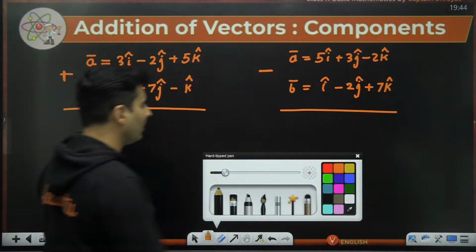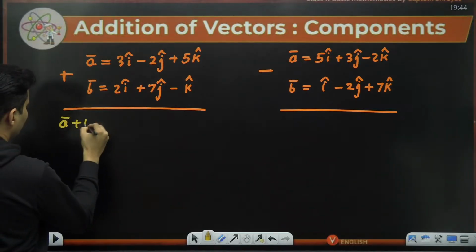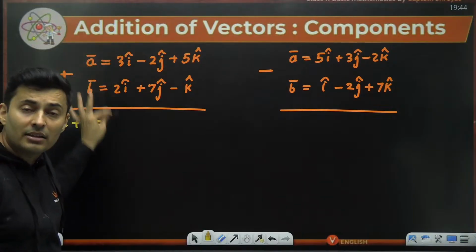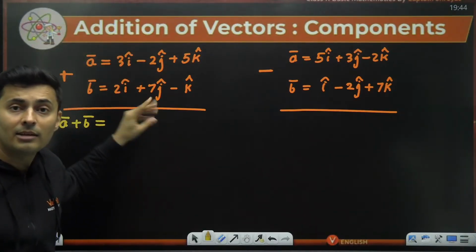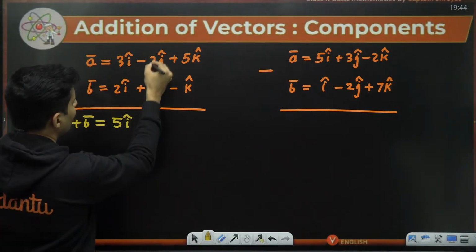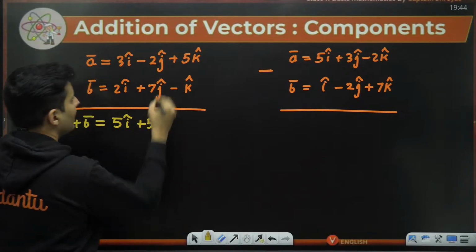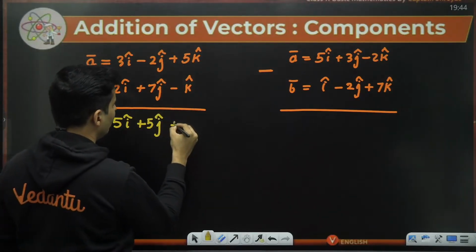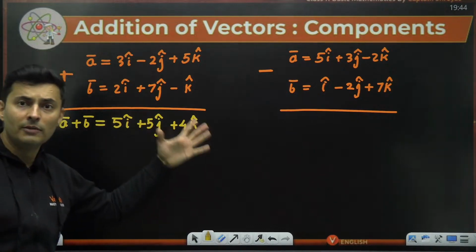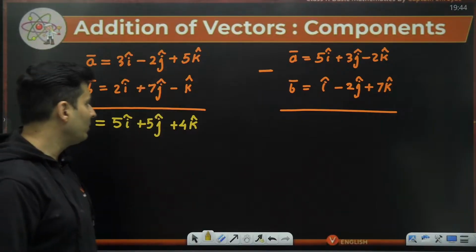The most difficult thing to do in the world. The final answer of A vector plus B vector. What will you do? Just take the components individually and add them, nothing else. 3 plus 2 is 5, so 5i cap. Minus 2 plus 7 is going to be plus 5. And plus 5 minus 1 is going to be plus 4. So this is the answer of the resultant. So difficult to add. 3 plus 2, how to do, sir? Minus 2 plus 7, plus 5 minus 1.